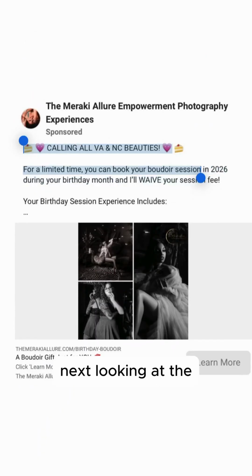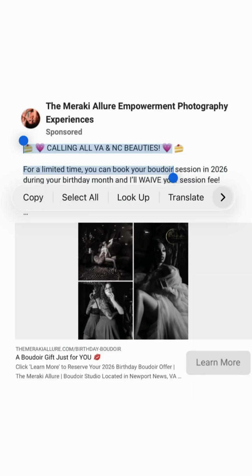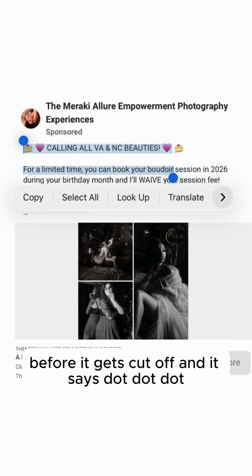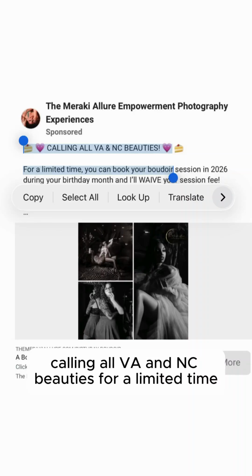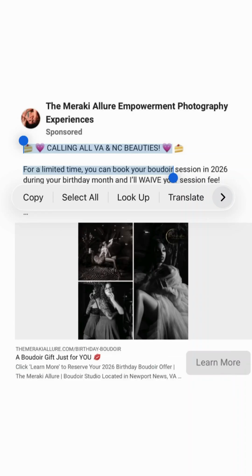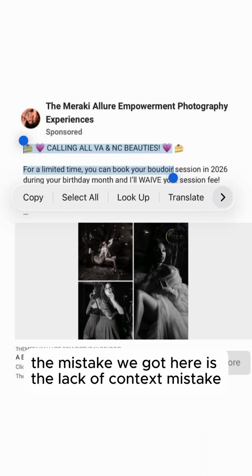Next, looking at the see more headline, first 2 3/4 lines on the Facebook mobile news feed before it gets cut off, and it says see more at the last quarter of line 3. Calling all VA and NC beauties. For a limited time, you can book your boudoir. All right, so we got only one point of relevant context here. So the mistake we got here is the lack of context mistake.